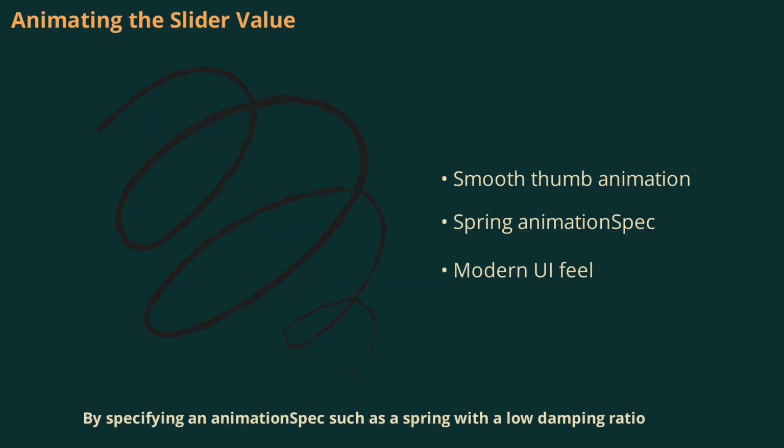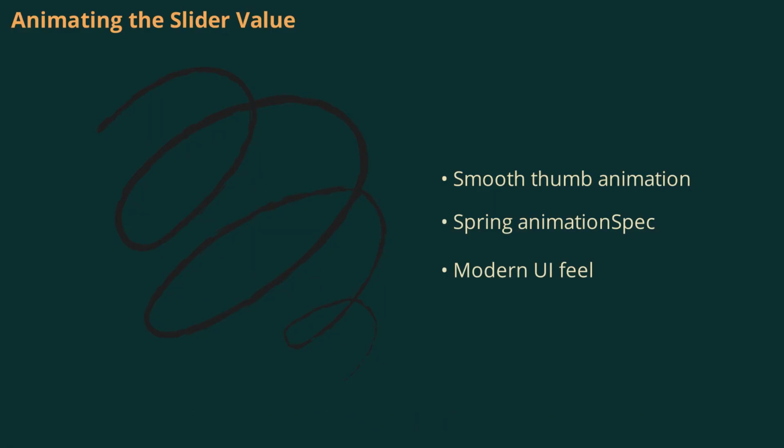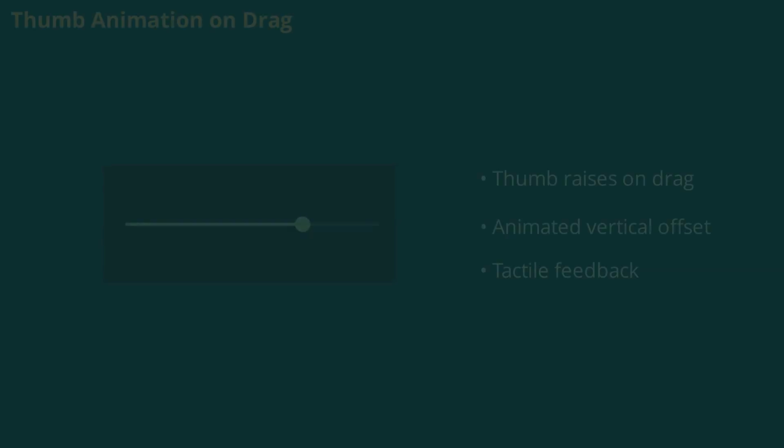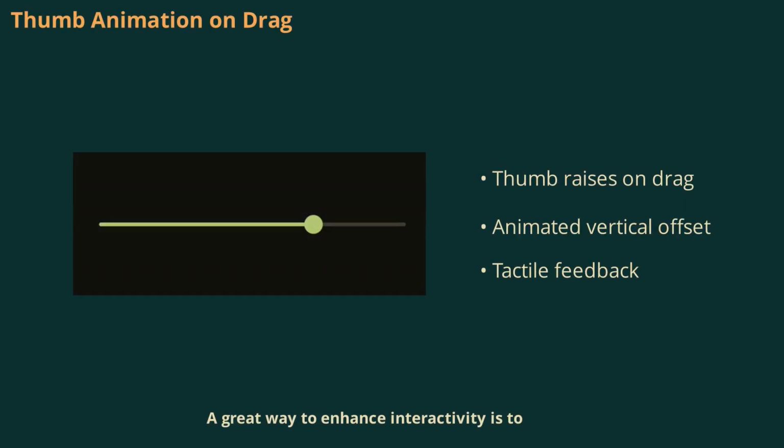By specifying an animation spec such as a spring with a low damping ratio, you can fine-tune the animation's feel. This small detail adds a lot of polish to your slider, making it feel modern and responsive. A great way to enhance interactivity is to animate the thumb when the user drags it.